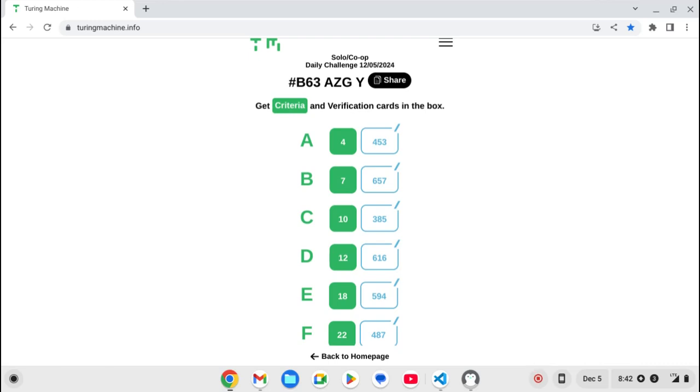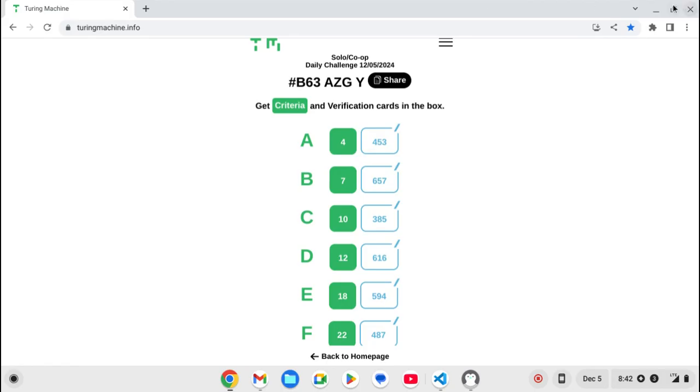Let's begin. Today is December 5th, 2024, and we're solving the Daily Turing Machine Puzzle. Today's puzzle uses the following 6 criteria cards: criteria cards 4, 7, 10, 12, 18, and 22. And the puzzle uses the blue verification cards. The code above is your way to get more information on today's puzzle by searching the code on turingmachine.info.